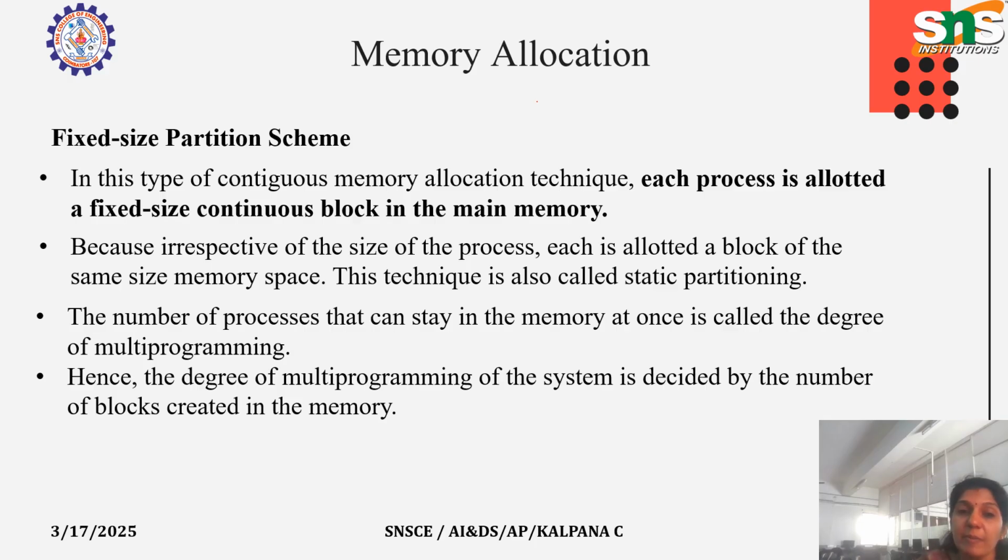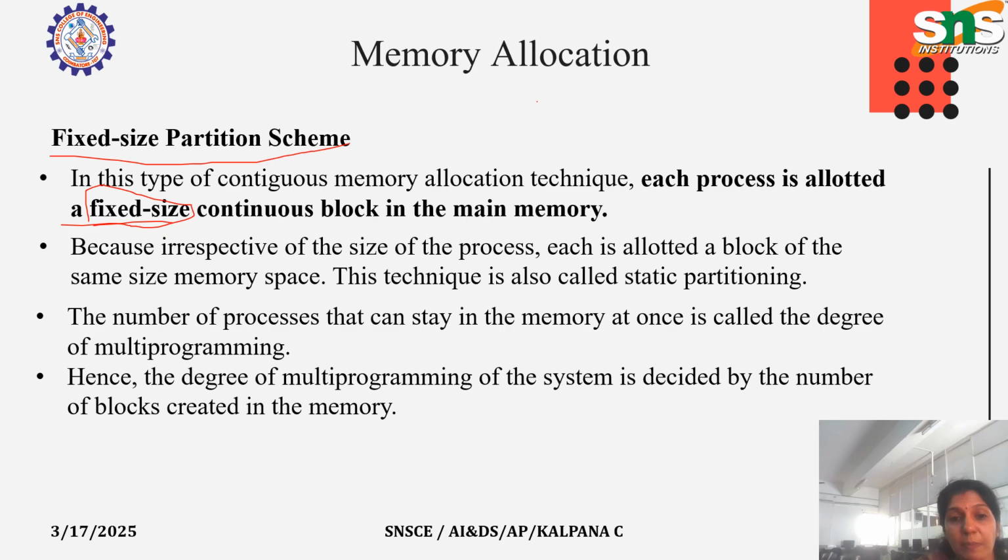Actually, the contiguous memory management scheme is divided into two types. One is the fixed size partition scheme and the other is the variable size partition scheme. In fixed size partition, we divide the main memory into contiguous blocks, each of fixed size, let's say 100 MB or 200 MB, for example. Each block is of the same size. If you take 100 MB, all n blocks will have the same size.